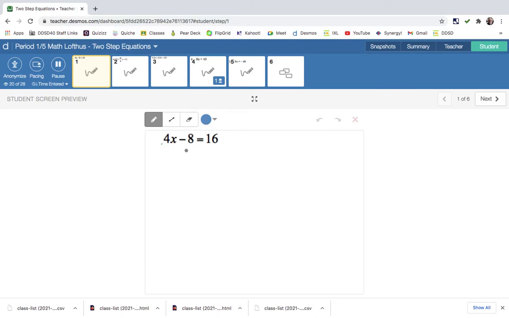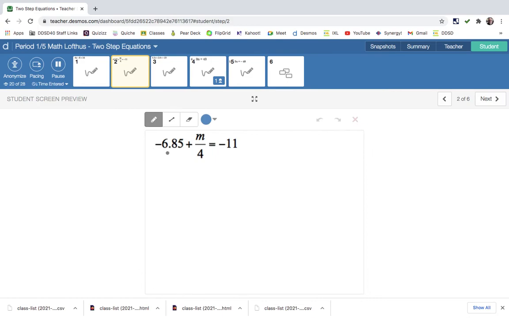So here is card 1 of week 14, two-step equations. You add 8 to both sides of the equation, so 4x equals 24. Divide by 4, and x equals 6.